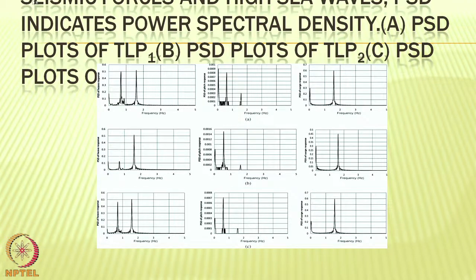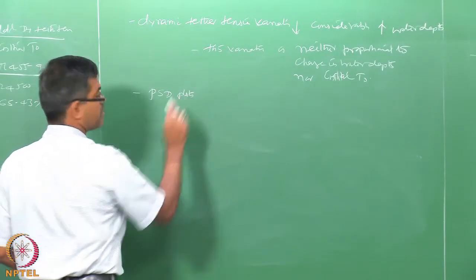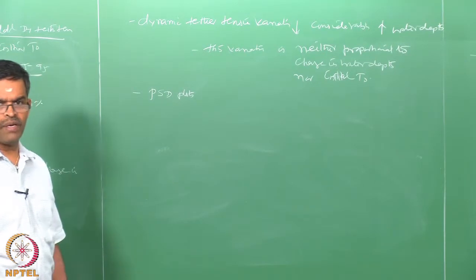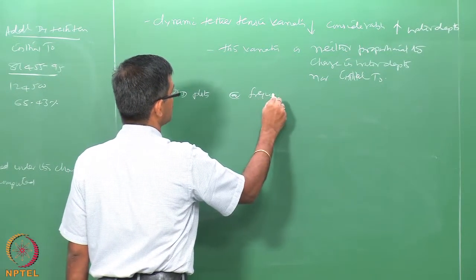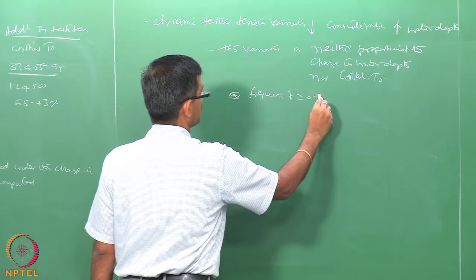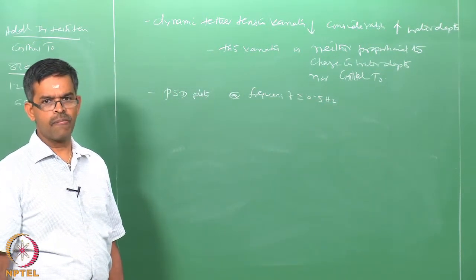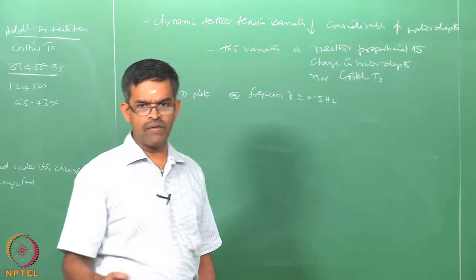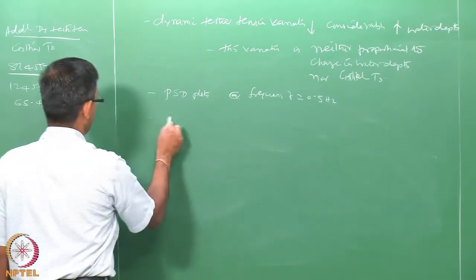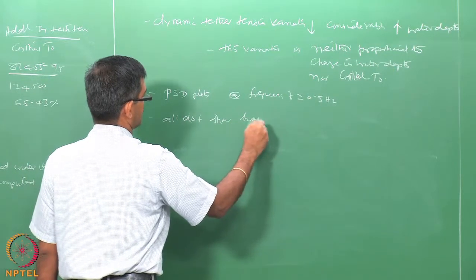The power spectral density functions, the PSD plots shown for different TLPs, show that at a frequency of approximately 0.5 hertz, one can see a peak. In general, it can be seen that all degrees of freedom show high frequency response.